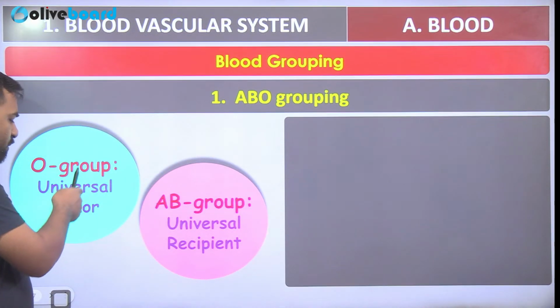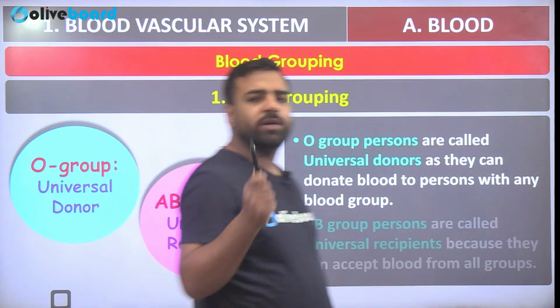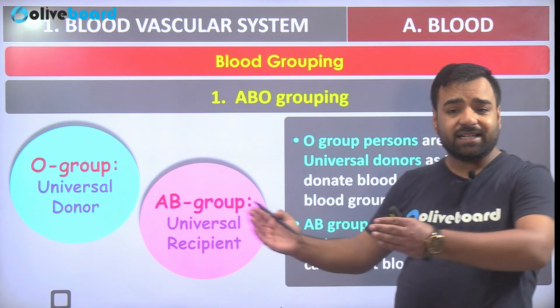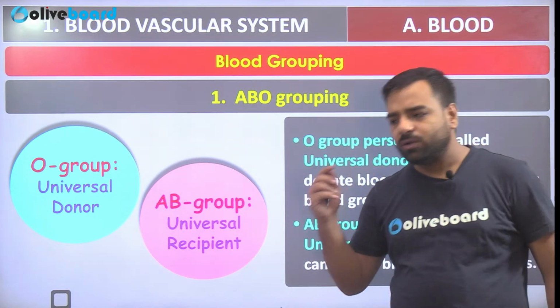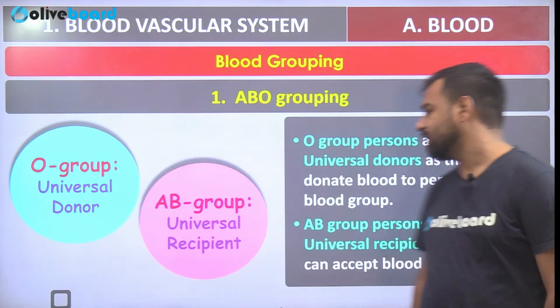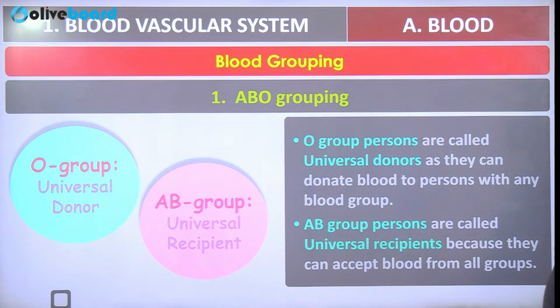So O group is known as universal donor because O can donate blood to everyone, and AB is known as universal recipient because it can gain blood from everyone. So when questions are asked in statement-wise form, you can easily attempt them. So that's done from my end.